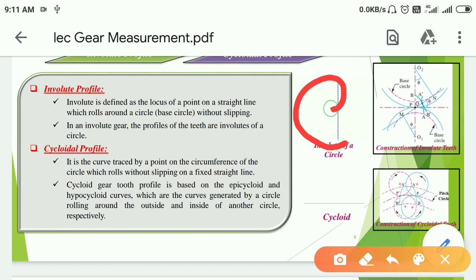Next is cycloidal profile. It is the curve traced by a point on the circumference of a circle which rolls without slipping on a fixed straight line. It will be like this. Cycloidal gear tooth profile is based on the epicycloid and hypocycloid curves, which are the curves generated by a circle rolling around the outside and inside of another circle respectively.